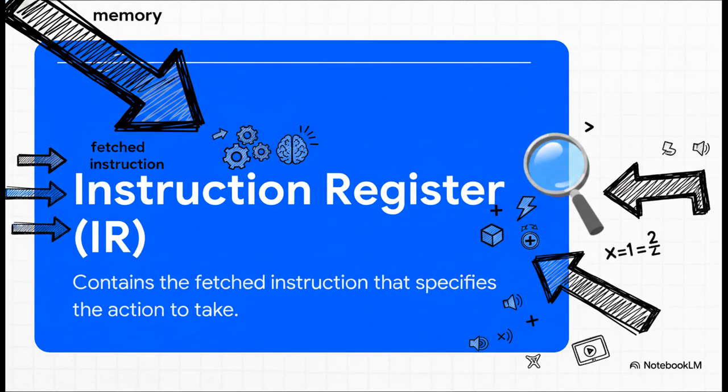Once the program counter points to that next instruction in memory, it gets fetched and loaded right here into the instruction register, or IR. This is where the processor actually interprets the code to figure out what action it needs to take, whether that's moving data around, doing some math, or controlling an external device.